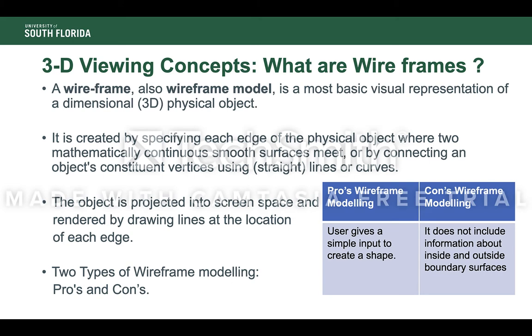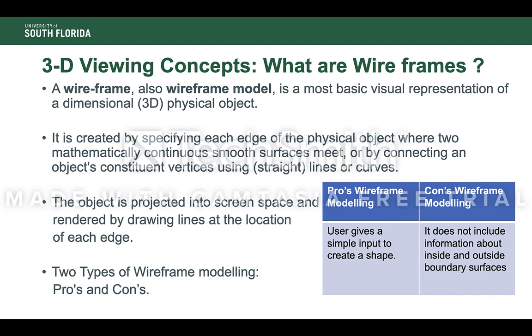Now the basic concept and the foremost thing that you need to know is the wireframe. What is a wireframe? It's the most basic visual representation that anyone can make of a 3D physical object. It's a set of edges and vertices that you denote by drawing lines, and it's a stick model. It's the basic model of any 3D object. Then the object is projected onto a screen space and rendered by drawing lines at the location of each edge.